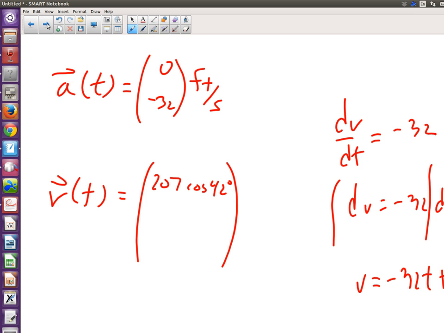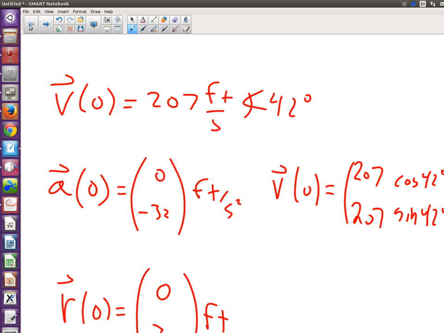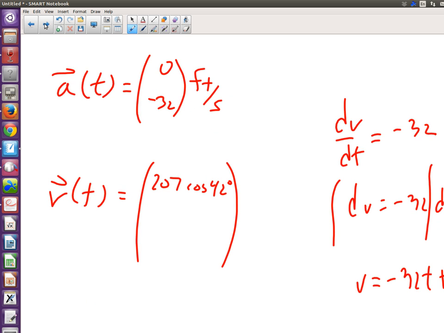Now, where's the constant coming from? The initial condition we have over here, that the vertical component of V0 is 207 sine 42 at t equals 0. So I'm going to put in 207 sine of 42 when t is 0. So guess what c is? It's 207 sine 42. So I'm going to write it this way: V is negative 32t plus c, which is 207 sine 42.